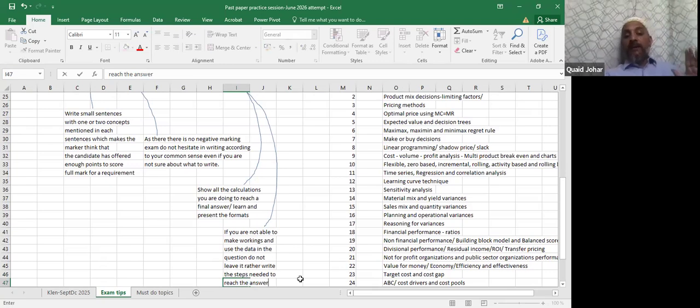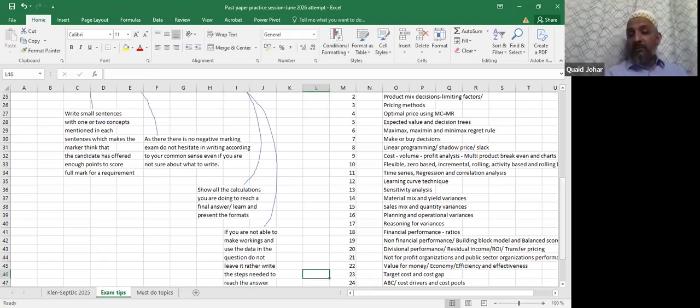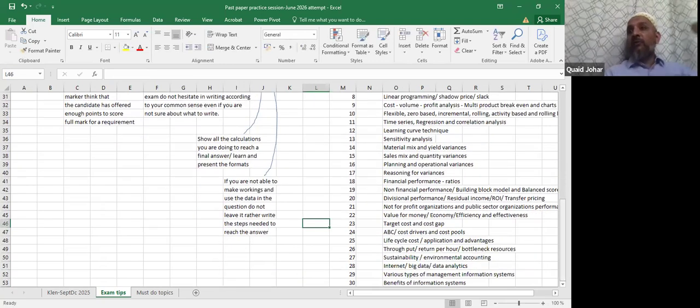Write the steps. You may get some marks, right, for writing the process. Suppose it's a 4-mark question and you have to make a format, or you have to do 4 steps, right, in arriving at an answer. So just write those 4 steps, right?